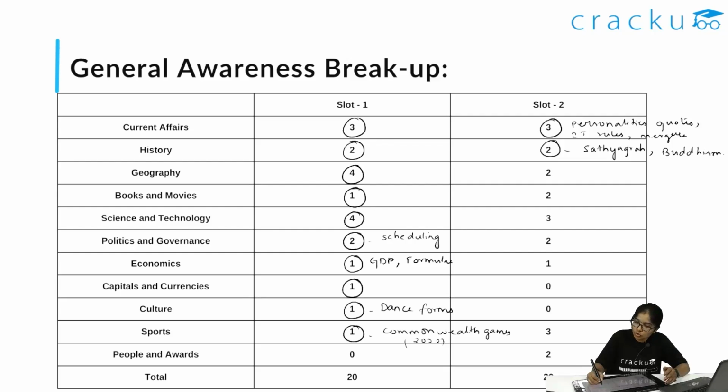And next, coming to geography, we got two questions in slot 2, and the questions are on which of the following Indian rivers are a part of the peninsular river system. And one question is on Nilgiri Hills and Satpura Hills. And next, coming to books and movies, we got two questions, and they are on the author of the book called The Struggle in My Life, and which of the following Bengali works of fiction is often considered the first political novel in India.